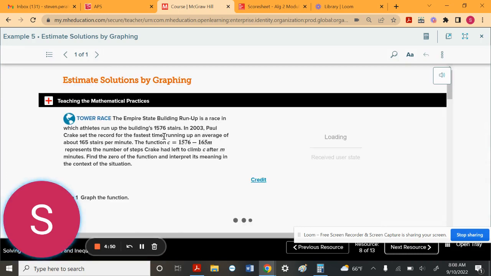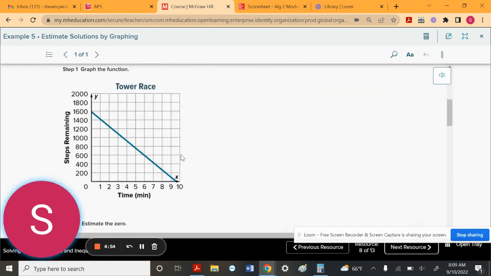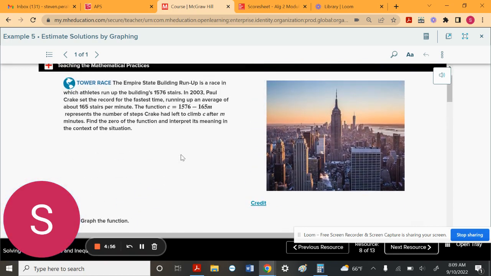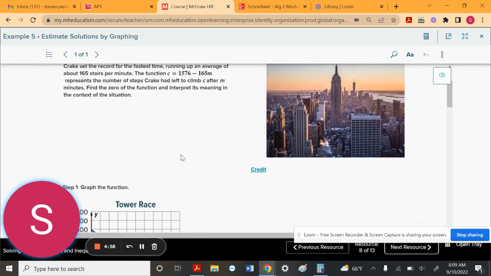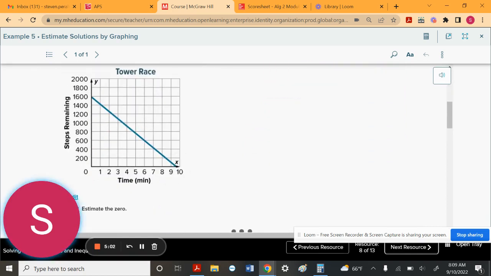Okay. So estimate solutions by graphing. So we can do some estimations here, and if it's already graphed for us, that's really nice. So in this case, we look at this and it says, okay, find the zero of the function, interpret its meaning. So find the zero. The zero, of course, is where it crosses the x-axis. And of course, it crosses right here.